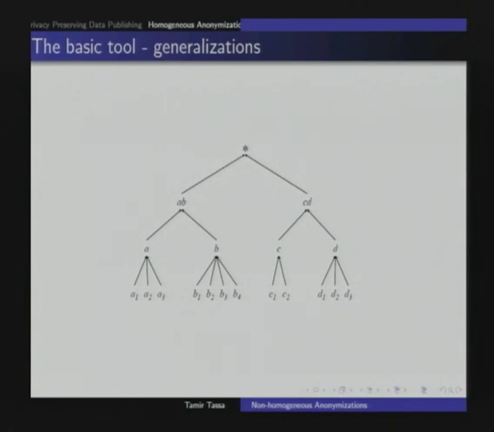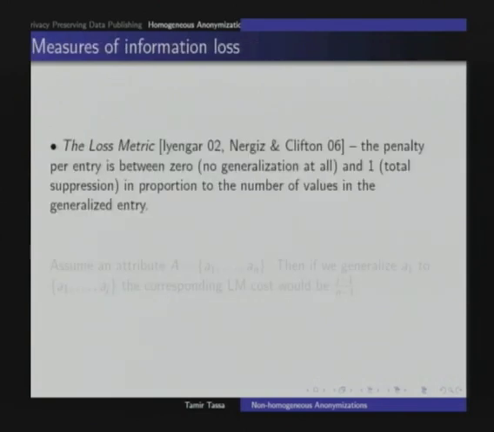This is not the only way of performing generalization. If we have, for instance, a continuous attribute, let's say age, we can replace the age with any interval that includes it. So that cannot be described as a tree, but what I'm going to discuss here is not really affected by the ways in which we generalize. This is just an illustration of a commonly used generalization method. Okay, so this is how we generalize.